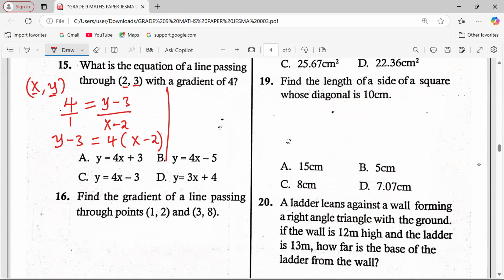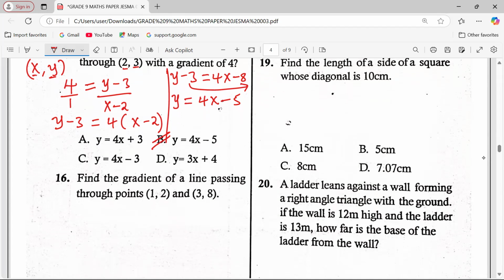Therefore, we have y minus 3 equivalent to 4x minus 8. Then we will have y remaining here. For the negative 8, we will have to add 3, because negative 3 becomes positive. So negative 8 plus 3 becomes negative 5. So the right answer here will be option B. B becomes our right answer.